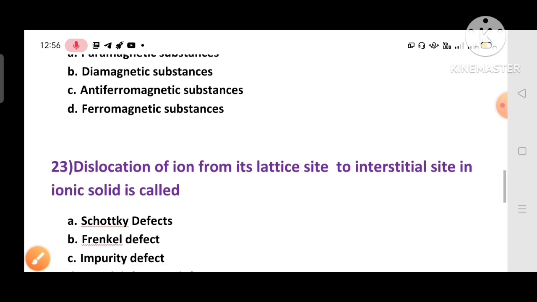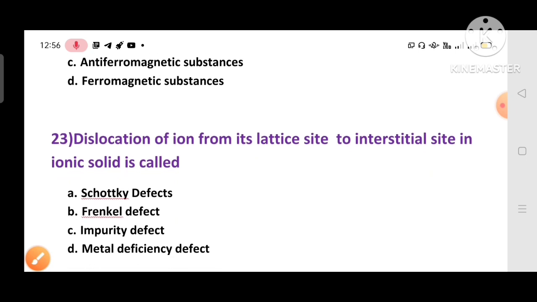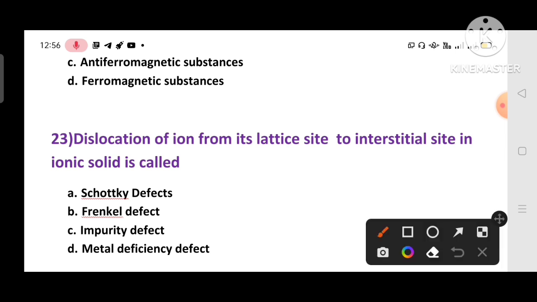Next question. Dislocation of ion from its lattice site to interstitial site in ionic solid is called option A, Schottky defect. Option B, Frenkel defect. Option C, impurity defect. Option D, metal deficiency defect. And the right answer is Frenkel defect.